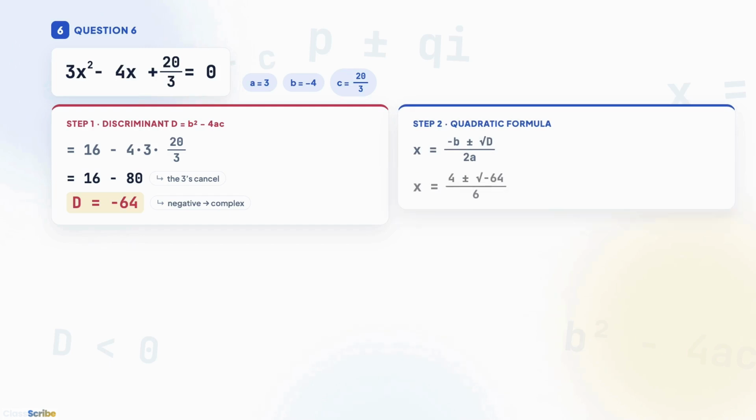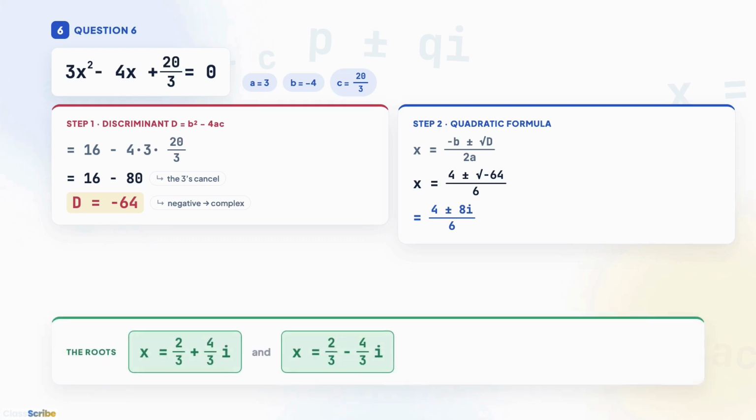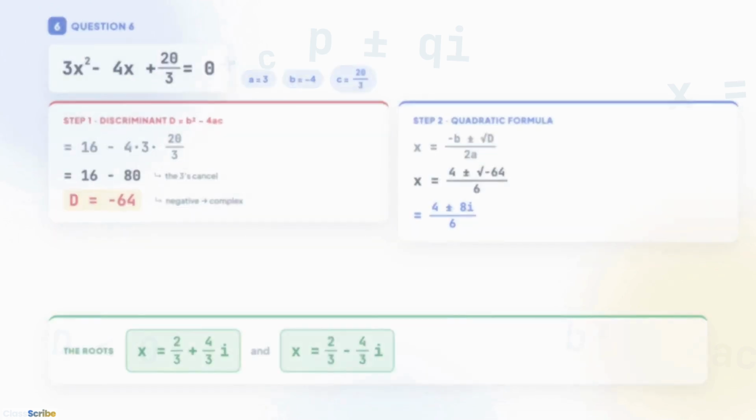Now apply the quadratic formula. x equals −b ± √(−64) divided by 2a. This becomes 4 ± 8i divided by 6. Simplifying further gives (2 ± 4i)/3, all divided by 3. Finally, the roots are 2/3 + 4/3 i and 2/3 − 4/3 i.